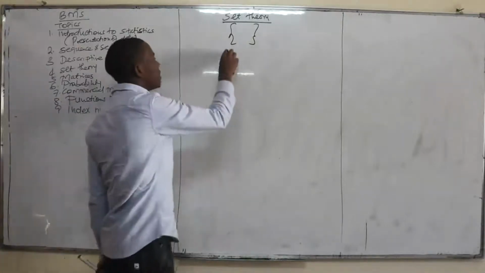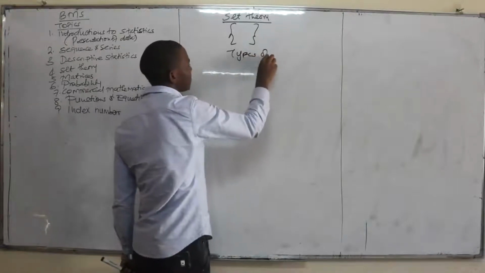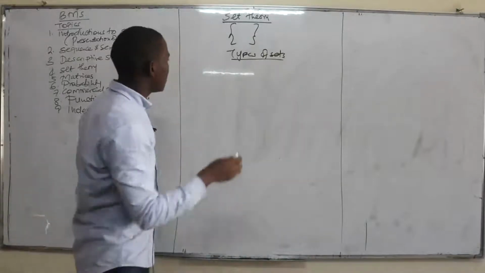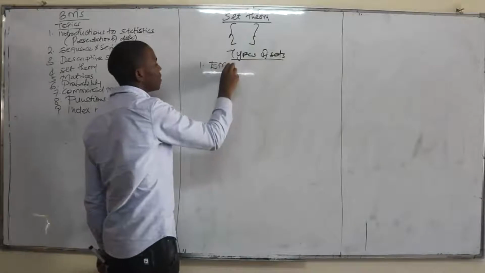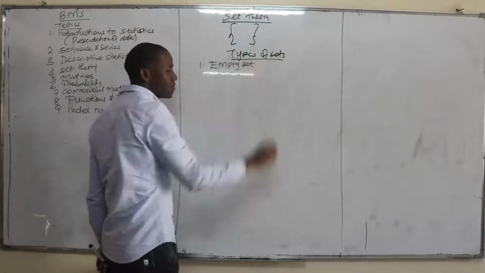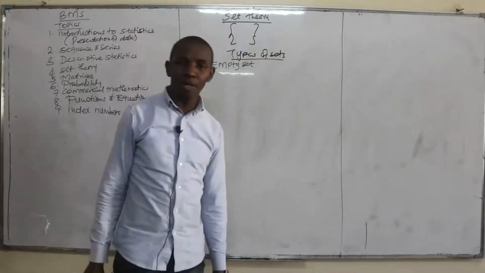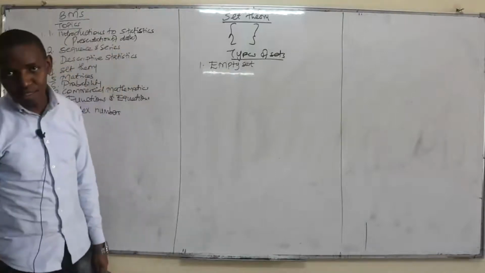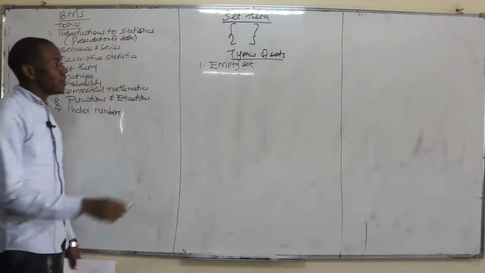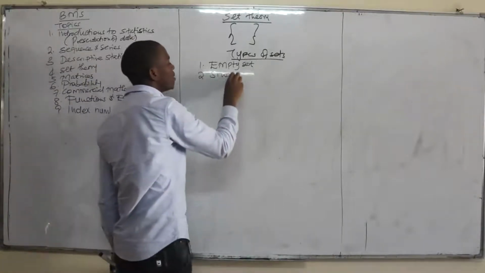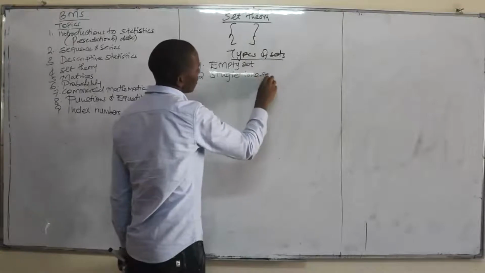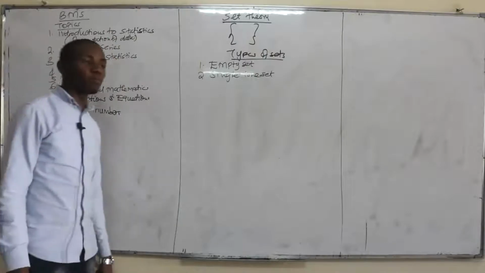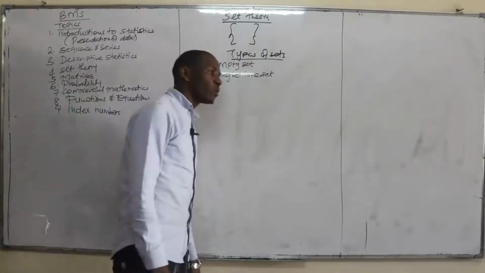Now you need to also be able to analyze the types of sets. Number one, we have what we call the empty set. An empty set is a set that has no member. For example, if I say people who are aged above 180 years, there is no one like that. Number two, we have the singleton set. A singleton set is a set that comprises only one element. For example, the president of Kenya, we have only one president.